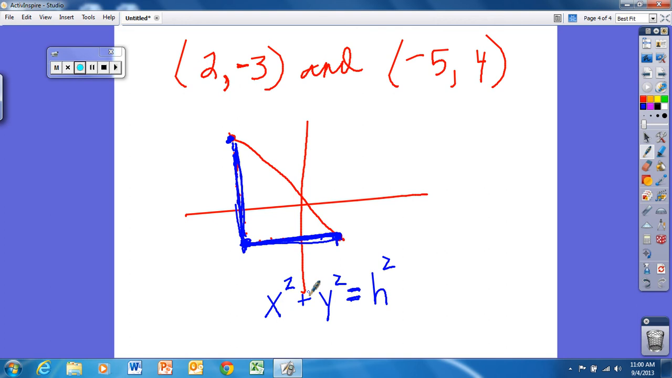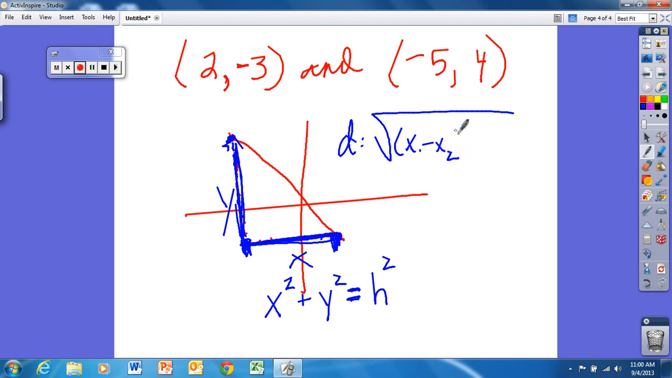But we have to know the difference of the x's and the difference of the y's. So we have to do x minus x squared, y minus y squared, and then take the square root to find the length of this segment. So the distance formula looks like this. Now, I hate these little 1s and 2s because I think they confuse you. If you just remember x minus x squared, y minus y squared, you'll be fine.